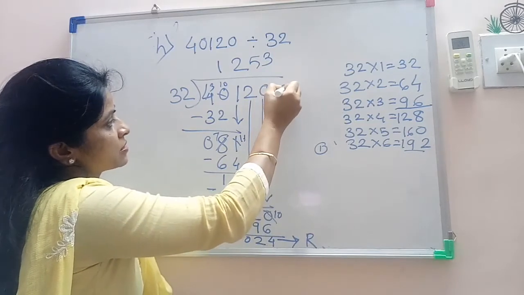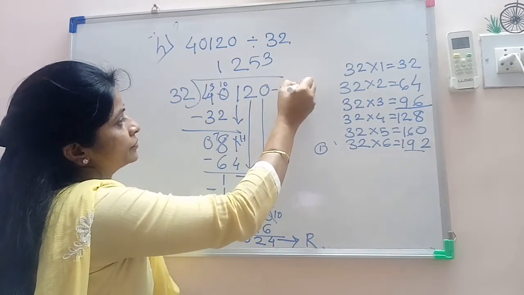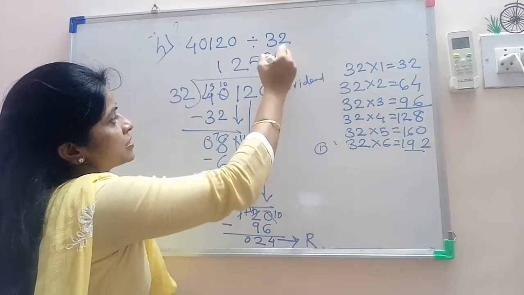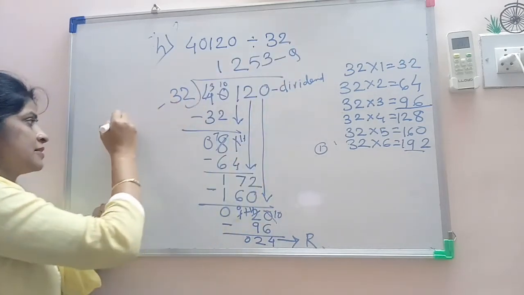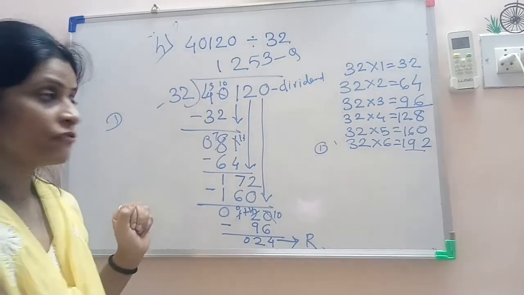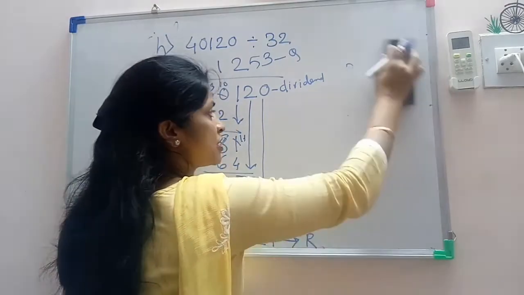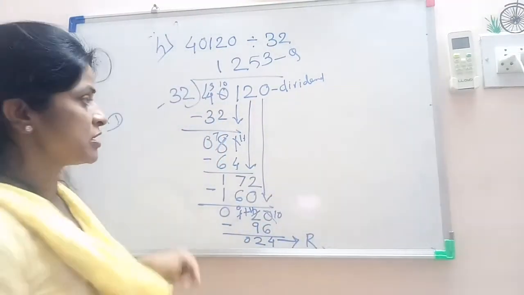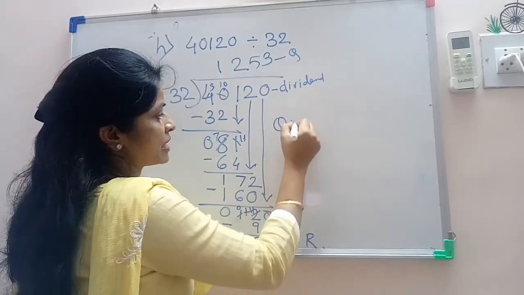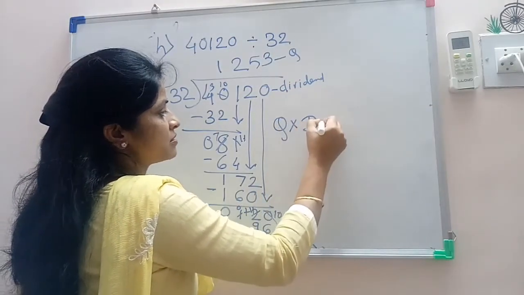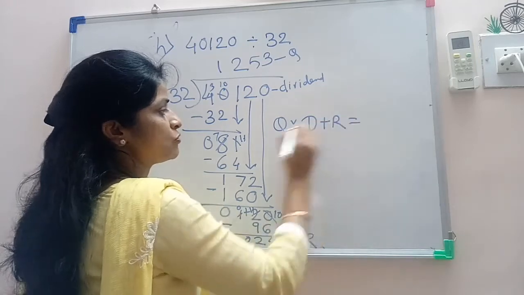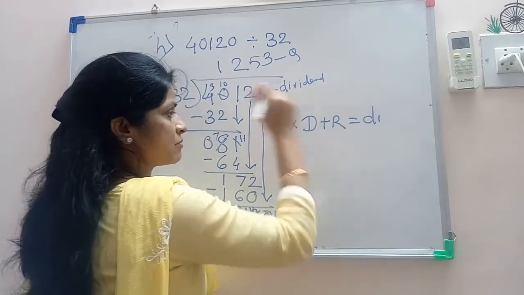This one is the dividend. This is the quotient and this is the divisor. Now to check this, we are using the formula. Again we will check it by multiplication. What is the formula for this? Quotient multiplied by divisor plus remainder. If you do this, you will get the dividend, the same dividend.